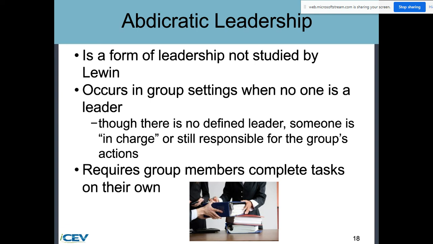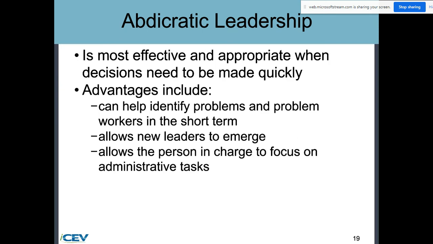Okay, so let's talk about abdocratic leadership for a minute. It's a form of leadership not studied by Lewin. So he didn't conduct his research on abdocratic leadership. It occurs in group settings when no one is a leader. There may not be a defined leader, somebody still in charge or responsible for the actions of the group, and it requires group members to complete tasks on their own. So it's similar to laissez-faire.